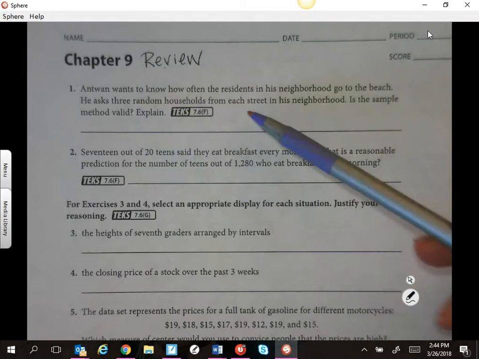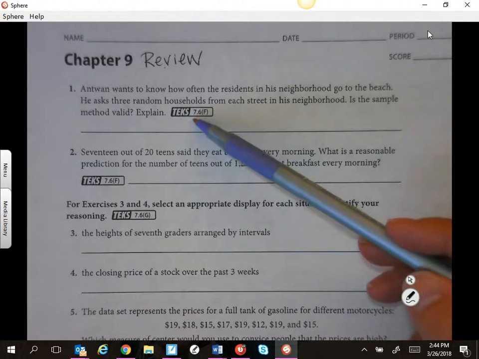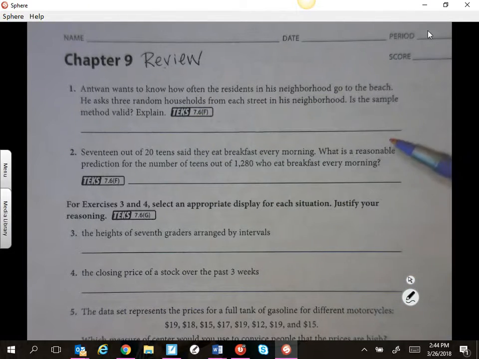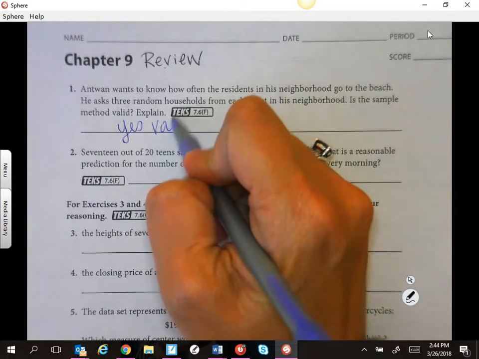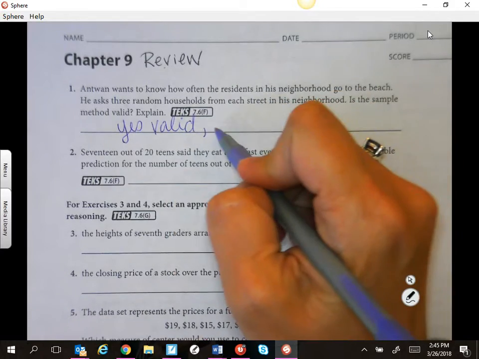He wants to know how many residents in his neighborhood go to the beach. He has 3 random households from each street. Is this valid? We're going to say yes, it is valid, because it is a simple random sample.